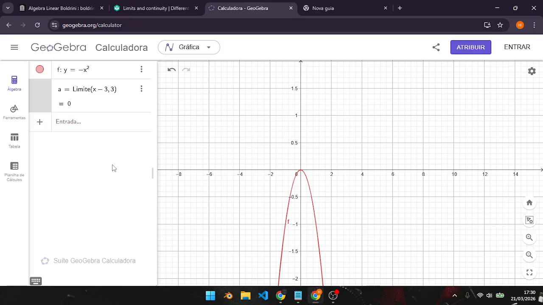Limits of trigonometric functions are not very complicated. You can have the limit of the sine function when x tends to pi. It's kind of like direct substitution. The sine of pi is 0, but you can also have left and right-hand limits for that type of limit.